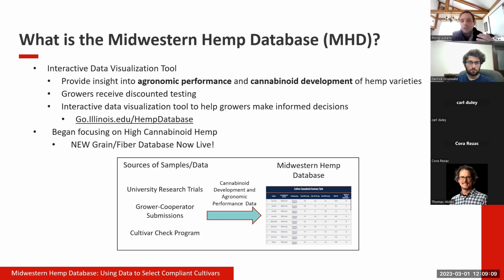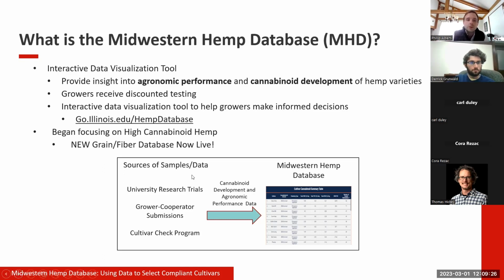This includes not just agronomic data, but cannabinoid development data, which is very important when making these selections. And the nice thing about it is all the data is currently available, and it's an interactive display, so you can mess around with it to pick out the data that you want. And I'm going to show you that in a moment.